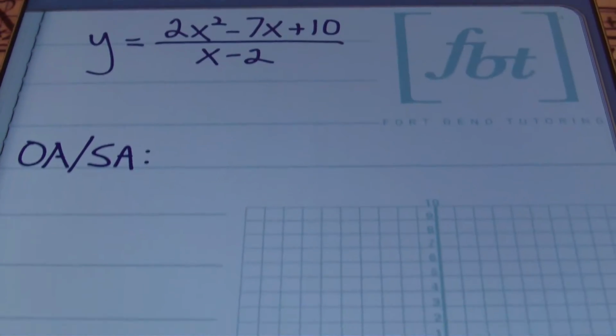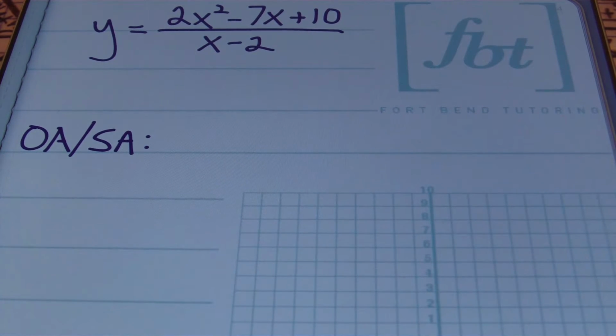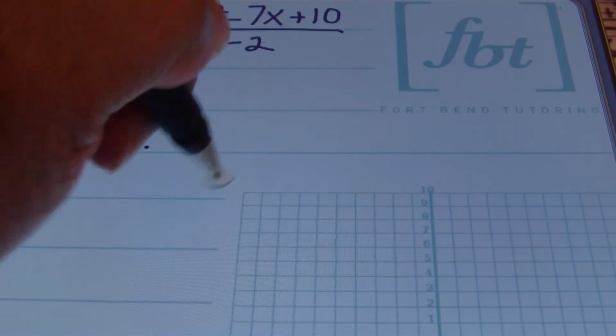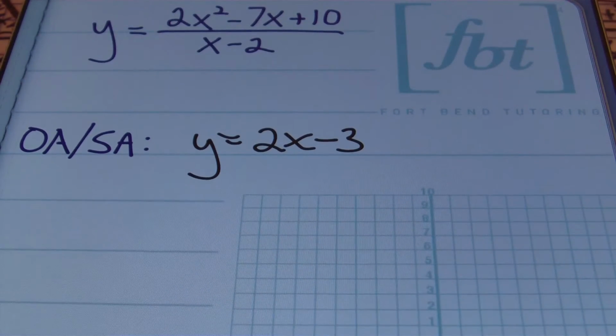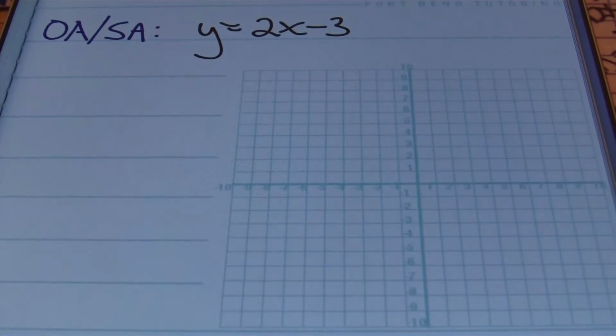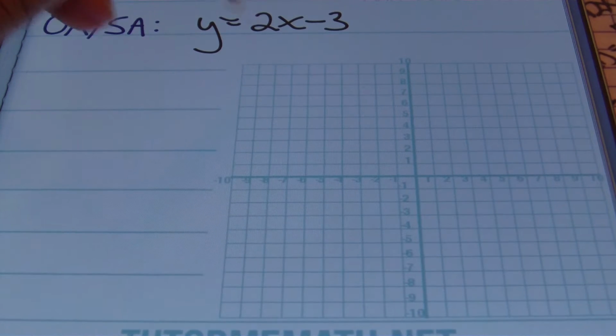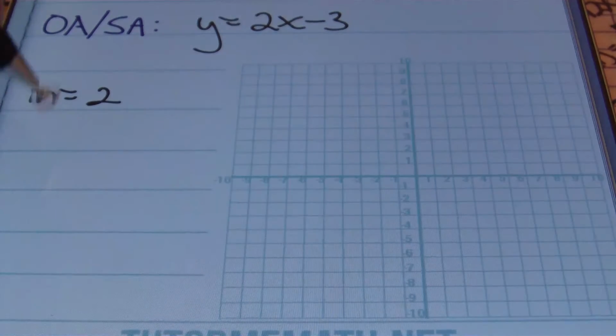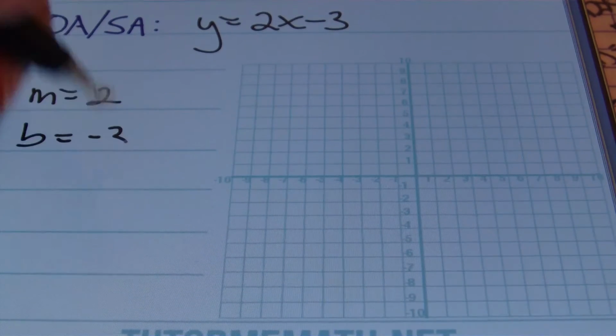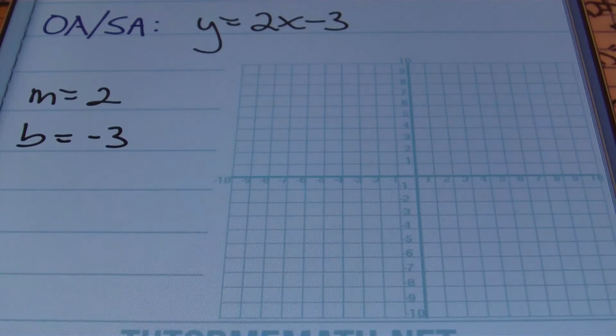So here I have my original function again, y equals 2x squared minus 7x plus 10 divided by x minus 2. We found out that our oblique asymptote, that slant asymptote, is going to be y equals 2x minus 3. And now we're going to graph it. So using my slope-intercept form, I know that the slope of this line is going to be 2. I know that the y-intercept is negative 3. And I'll be using those pieces of information in order to graph my linear equation.